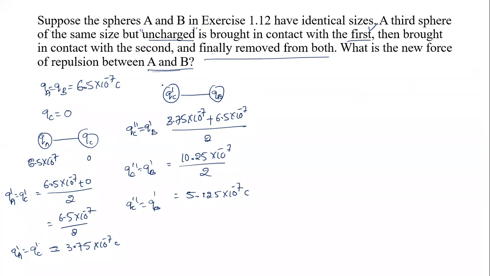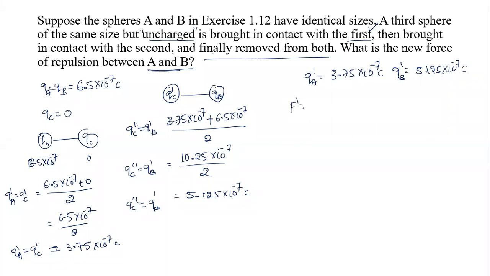Now, what is the new force between A and B? The new charge on A, QA prime, is 3.75 × 10^-7. And the new charge on B, QB prime, is 5.125 × 10^-7. QA prime and QB prime we got to know now, in coulomb of course. Now we're going to insert the values.